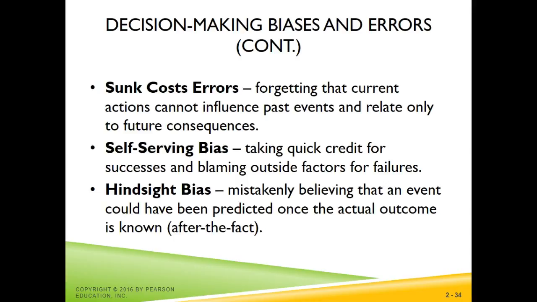So next we have more biases and errors. We have the sunk cost error, and that's forgetting that current actions cannot influence past events and relate only to future consequences. Next we have the self-serving bias, and that's taking quick credit for success and blaming outside factors for failures. And next we have hindsight bias, and that's mistakenly believing that an event could have been predicted once the actual outcome is known. Okay.